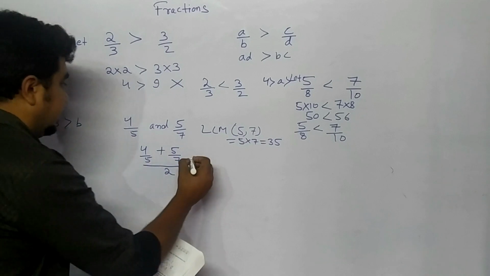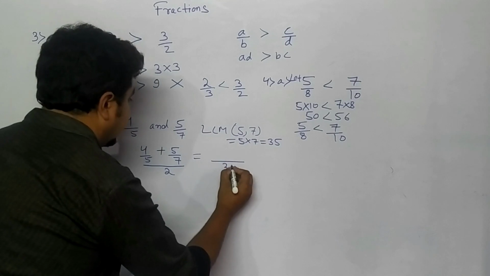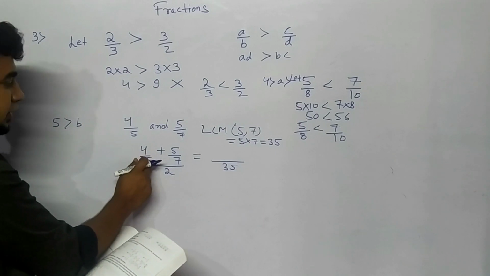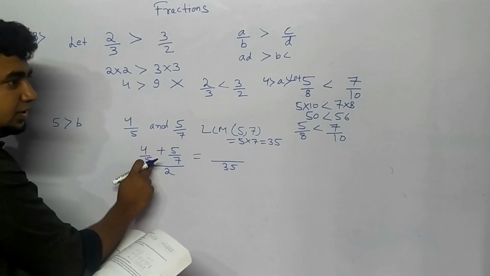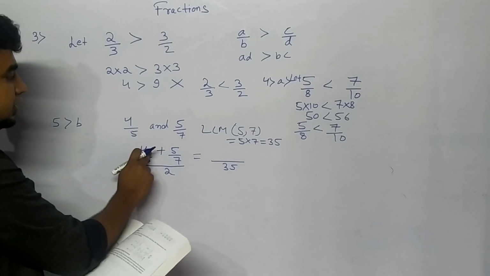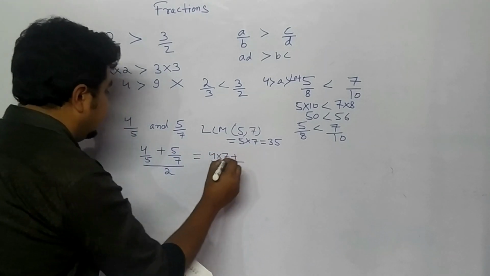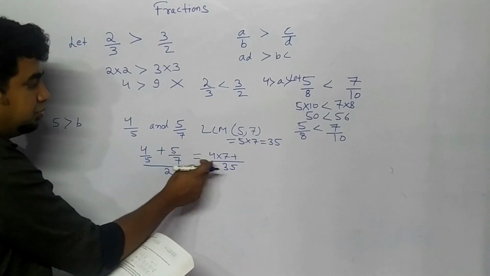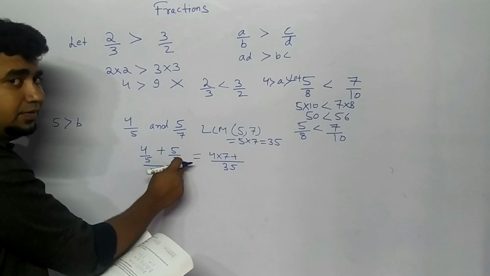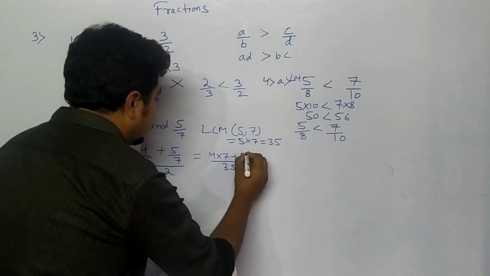4 by 5 plus 5 by 7. What will be the LCM? 5 into 7 is 35. As you know, the LCM here will be 35. Now 5 is already present here. What should be multiplied with 5 to make 35? 7, so you have to multiply the numerator also by 7, meaning 7 into 4 you will write here. Then plus sign. Then 7 is already present and you have to make 35. What should be multiplied with 7? 5. So 5 into 5 you have to write in the numerator.